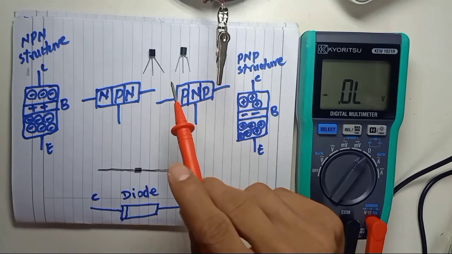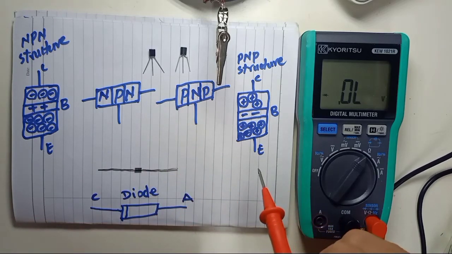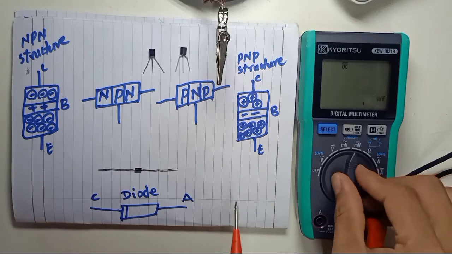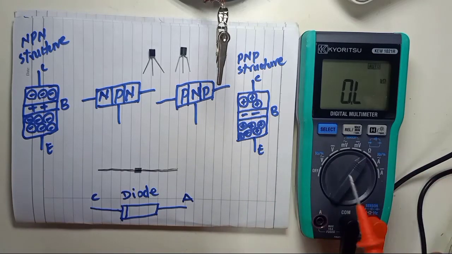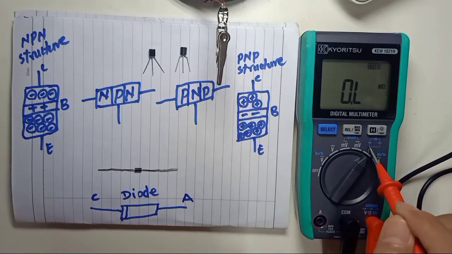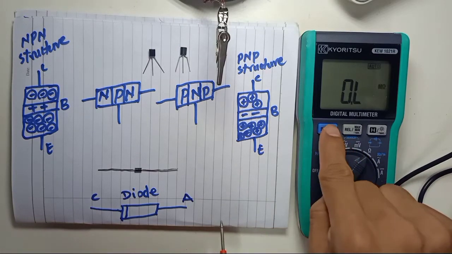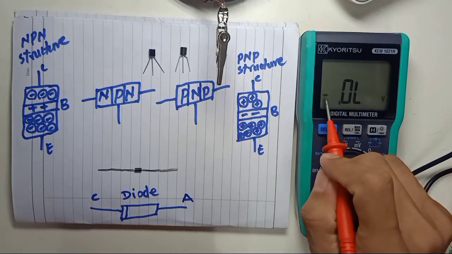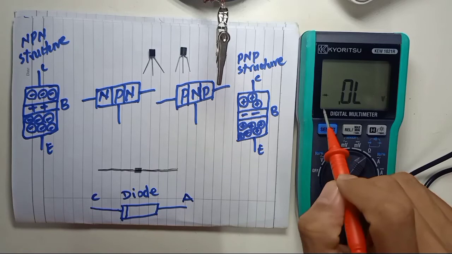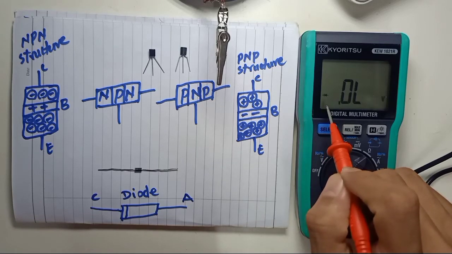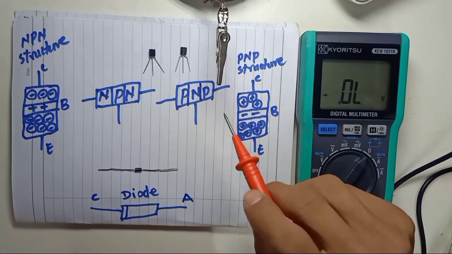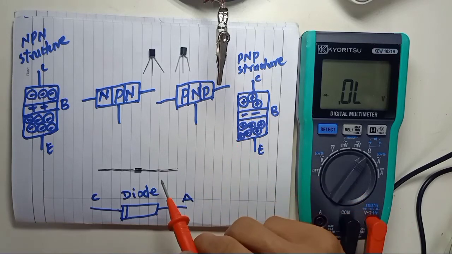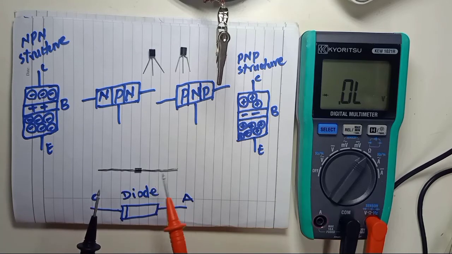So we are going to test using a digital multimeter. You need to select your digital multimeter to the diode mode. I already selected diode mode. Why we need diode mode is that a transistor is tested like a diode. So the first thing, we are going to test the diode here.